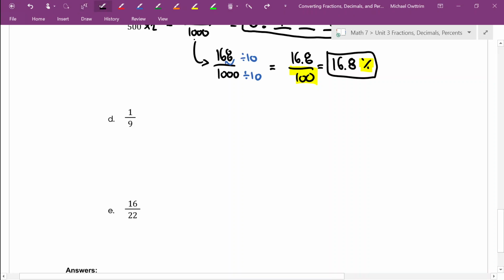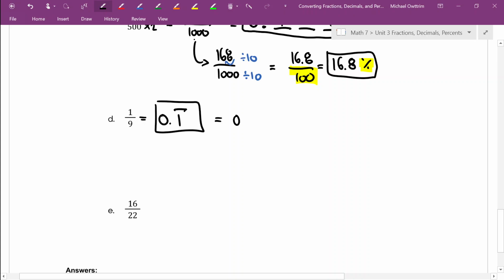In question D, I can't make the bottom into 10, 100, or 1,000, so I'll try option 2, which is to make the bottom into 9, 99, or 999. In this case, we already have a 9 on the bottom, so I know this is a repeating decimal. My repeating decimal will have one repeating digit, and that digit is a 1 itself from the top of this fraction. So my decimal is just the decimal 0.1 repeating.